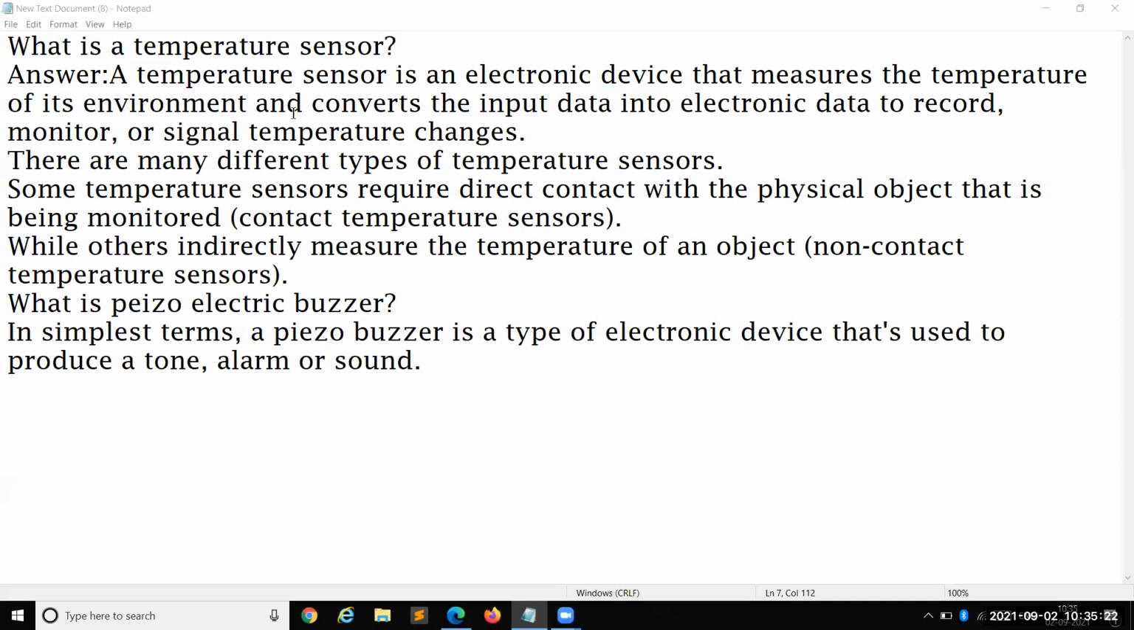No, a thermometer is not a temperature sensor, okay? A thermometer has mercury. A thermometer is used to measure temperature, but its mechanism is something else. In a temperature sensor, the temperature of the environment is converted into electronic data, okay? But in mercury, no such thing happens. So a temperature sensor is not the same as a thermometer. Any more doubt?